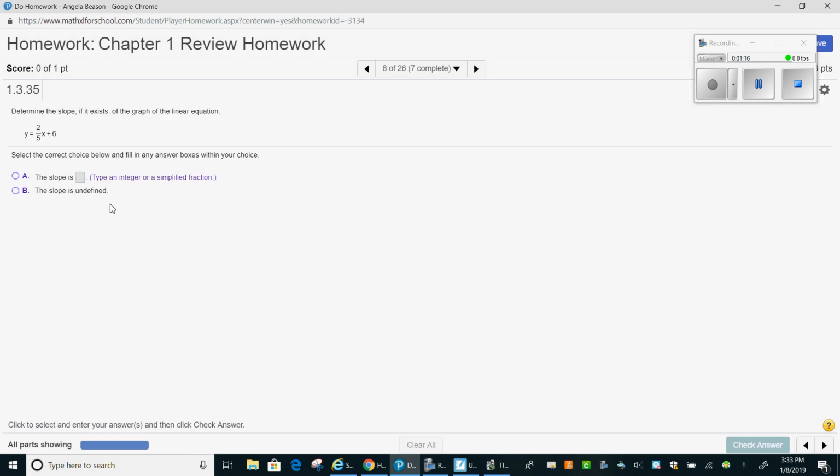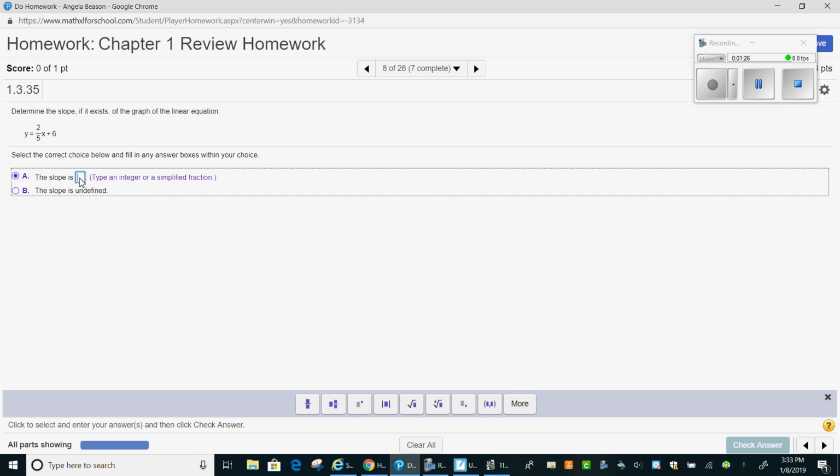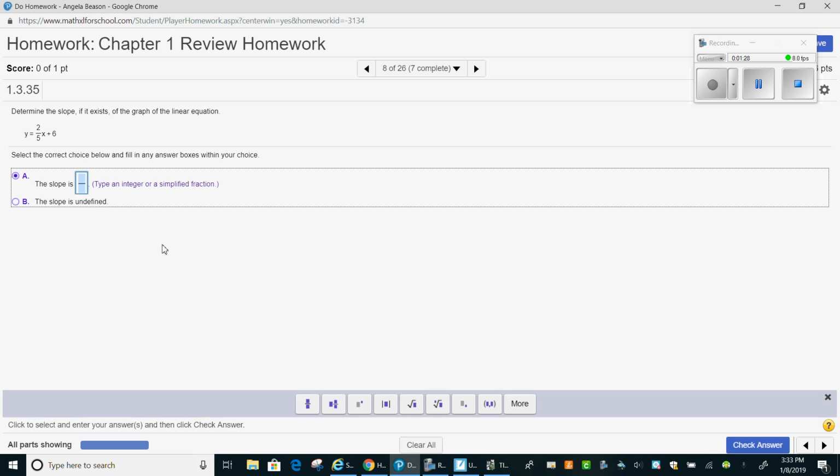Next says, what's the slope if it exists? So y equals 2/5 x plus 6. The slope is the number in front of x. y equals mx plus b is our standard form. So in this case, the slope of this line is 2/5.